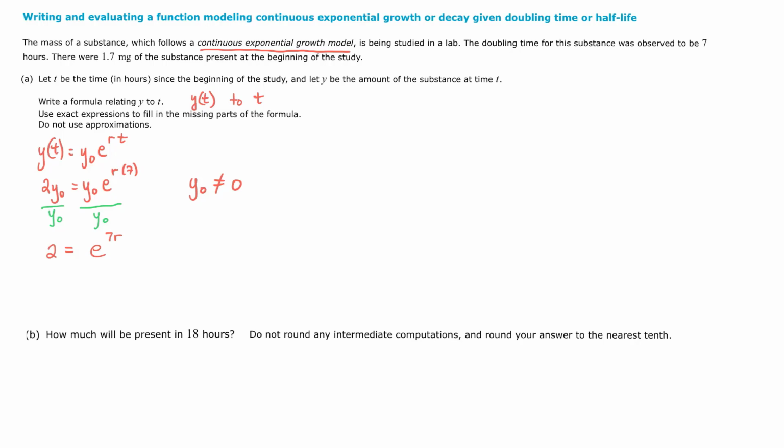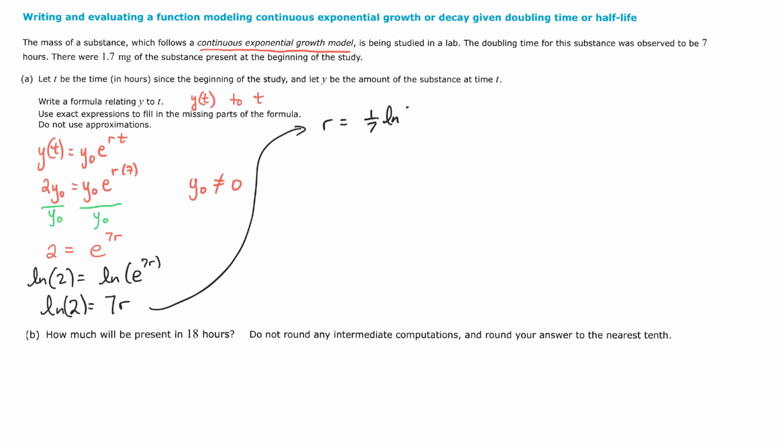We're going to use the inverse function of the exponential function. So we're going to write the natural log of 2 is now equal to the natural log of e to the 7r. That means we have ln of 2 is equal to 7 times r. We now have found r. r is equal to 1/7 times the ln of 2.